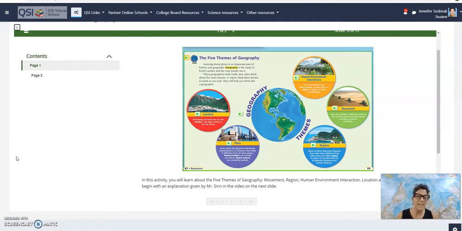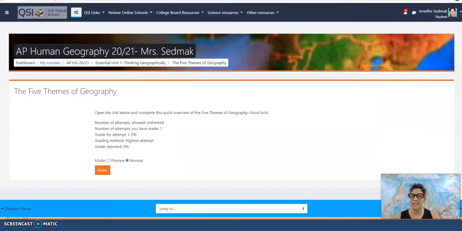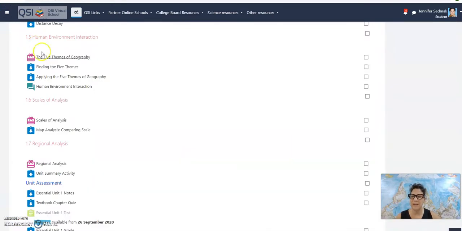So when we speak to regions with the AP course, there are specific denotations on what we call AP regions, and you've seen them map on the course page. So work through this activity. You'll watch Mr. Sin talk about the 5 themes, and then there are some multiple choice questions thereafter. So let me take you back to the main part of the page.